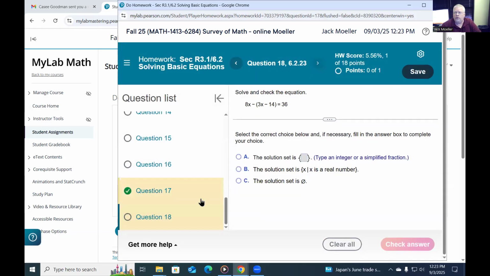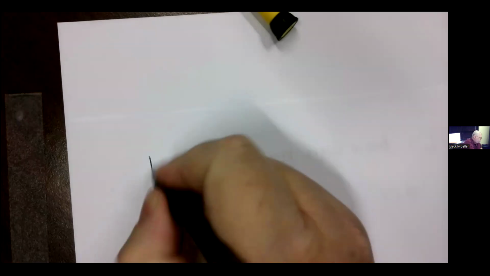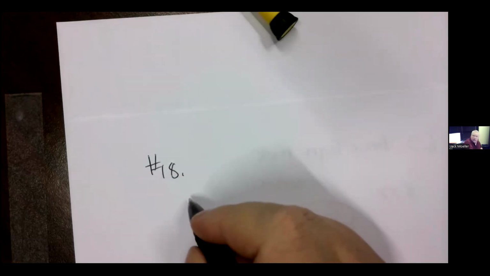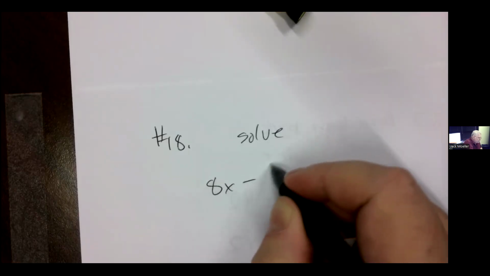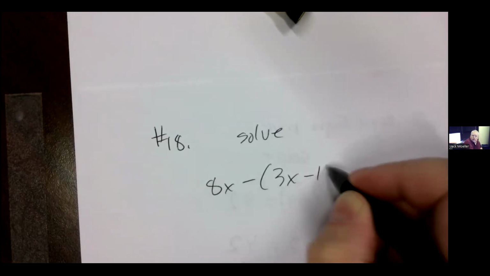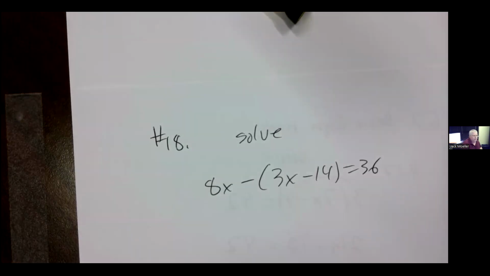All right. So there's that one. And so now question 18. Right, so this one is 8x minus, and then it has parentheses. So let's go through this one. Go back to the document camera. So this is my number 18 homework. So we're solving 8x minus parentheses 3x minus 14 equals 36.